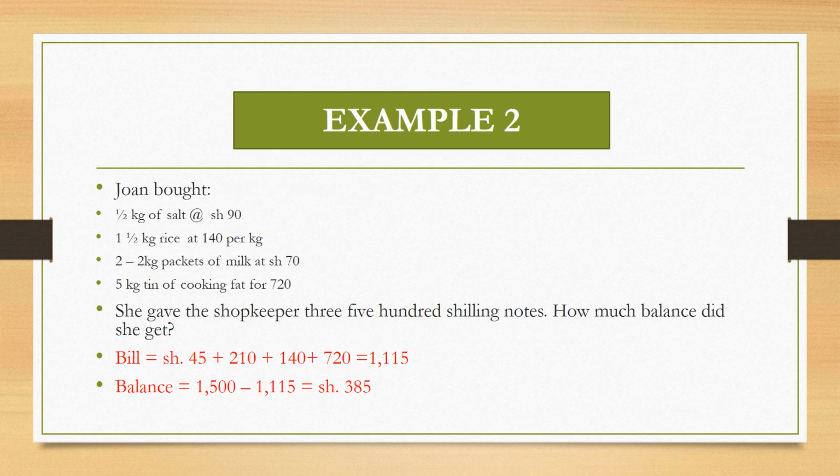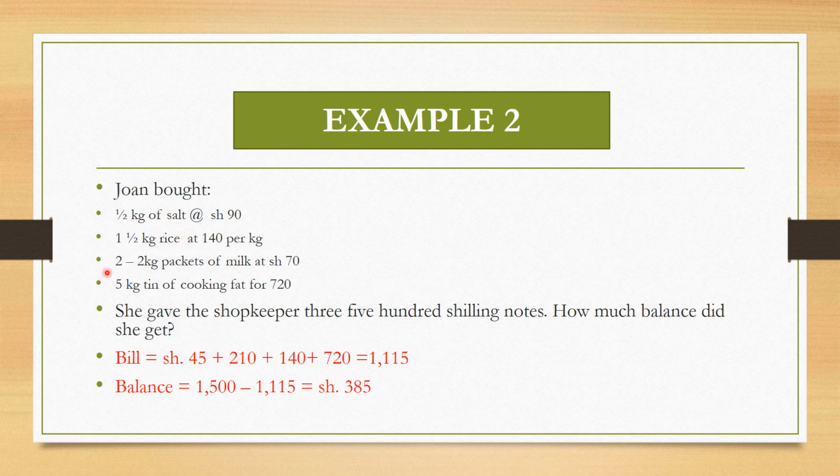So example number 2, Joanne bought a half kilogram of salt. Each kilogram was 90 shillings. But she bought only a half kg. So a half, you need to multiply times 90, which will give you 45. Then 1.5 kg of rice at 140 per kg. So this one also means we multiply, but this is a fraction. So 1.5 is the same as 3 over 2. So 3 over 2 times 140, you can multiply in your rough paper. You'll get that 2 into 140 is 70. So 70 times 3 is 210.